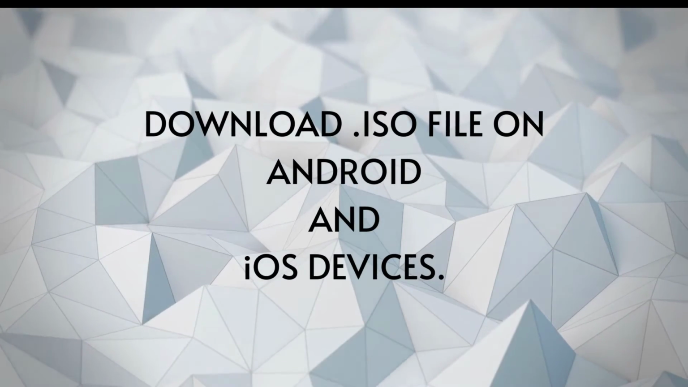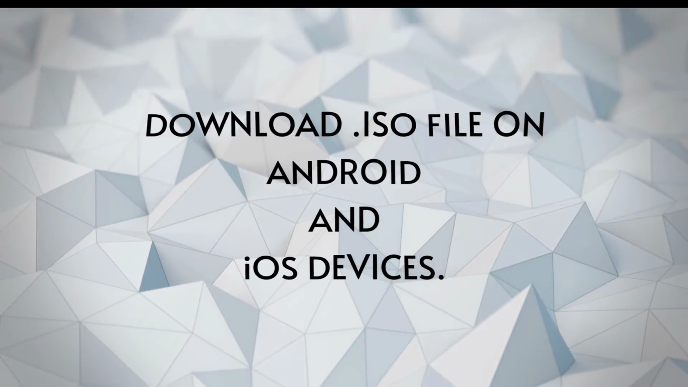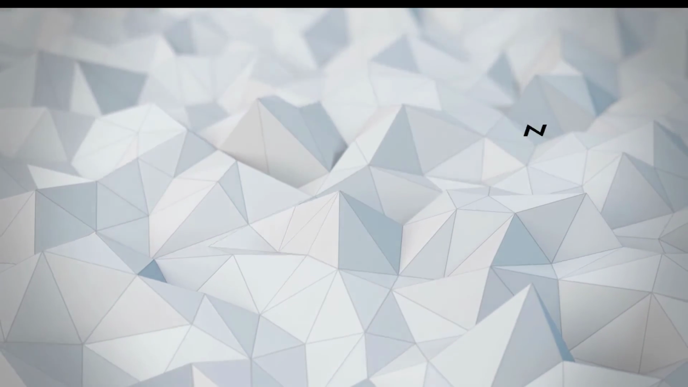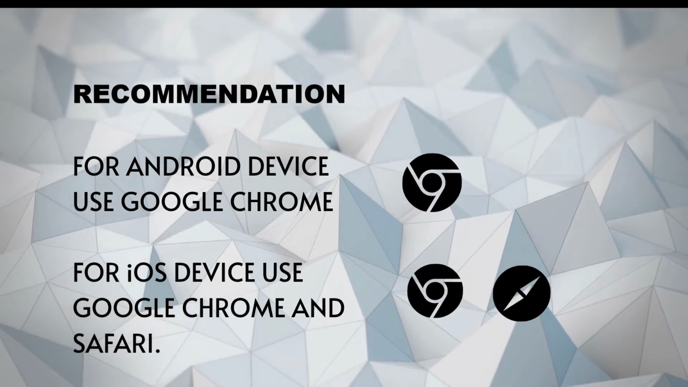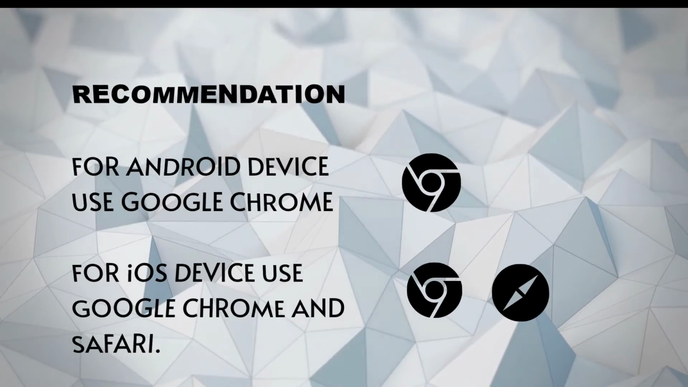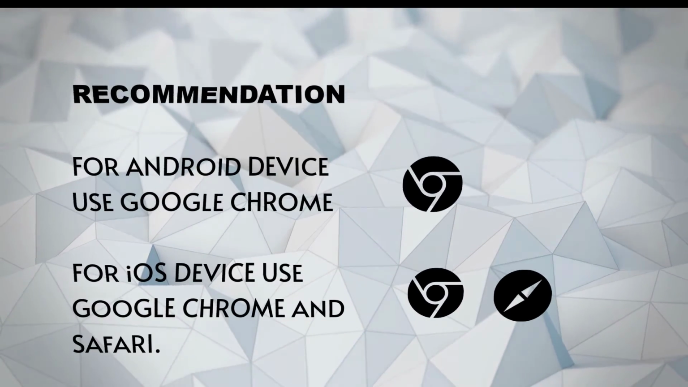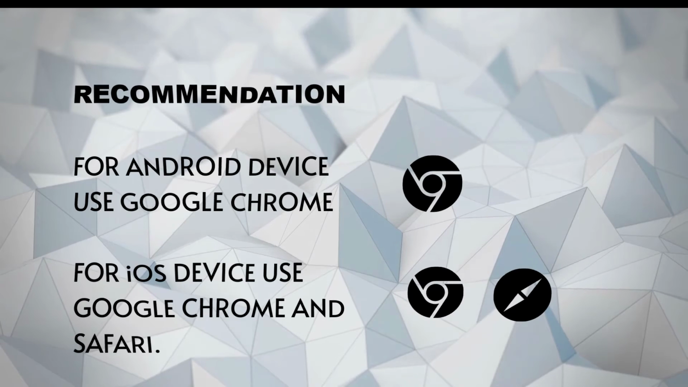Now, let's see how we can download Windows 11 ISO file on other devices like Android and iOS. We recommend some specific browser for devices. You can use Google Chrome browser on both type of devices, but you can also choose Safari on Apple devices.